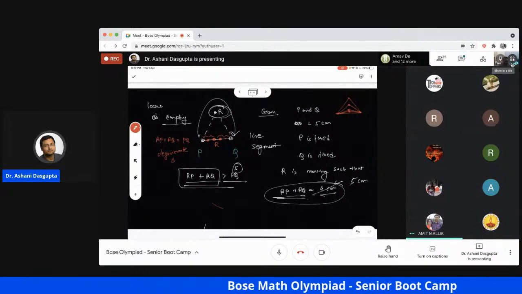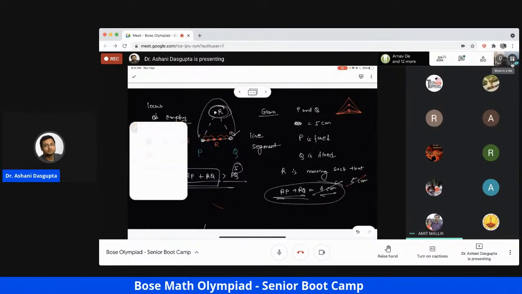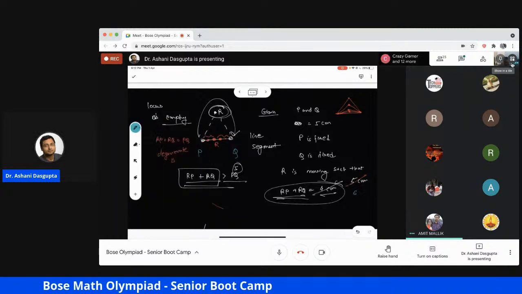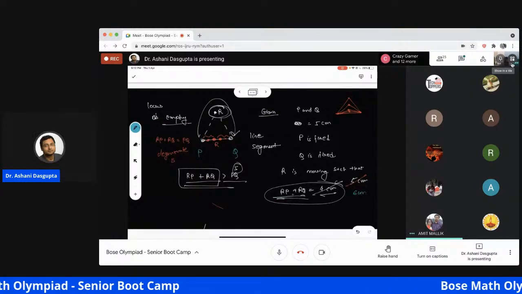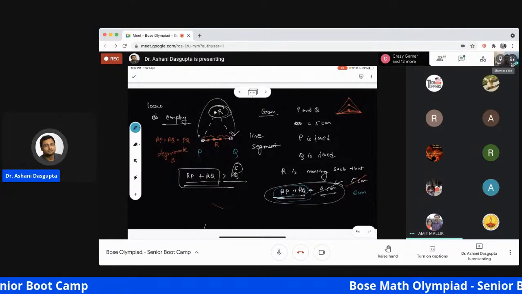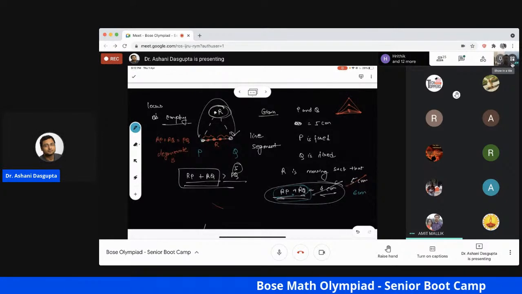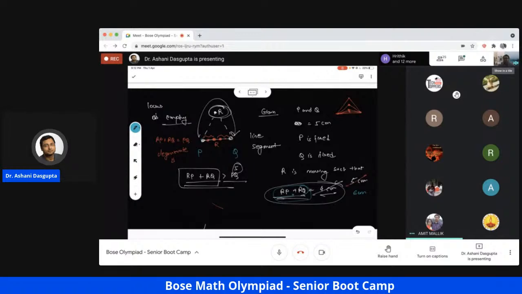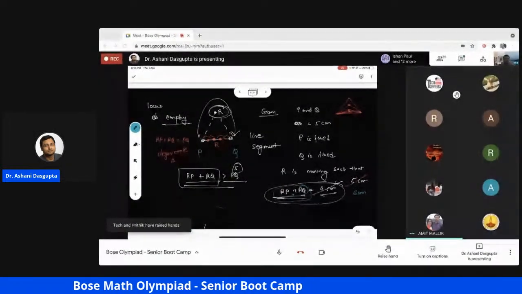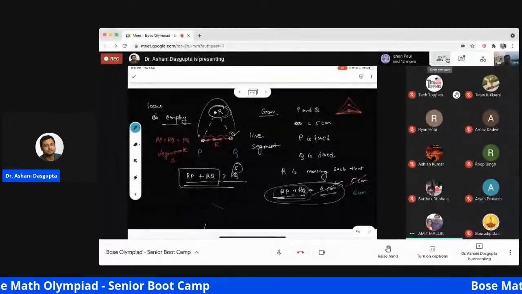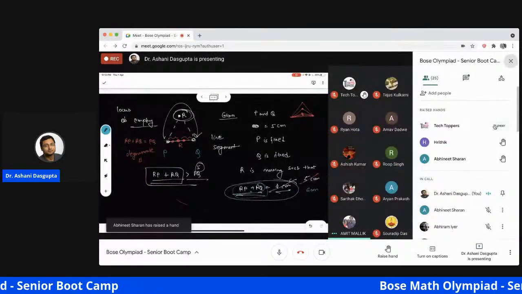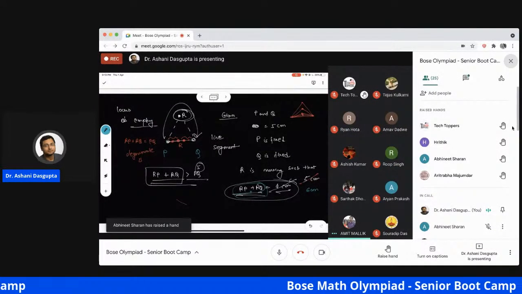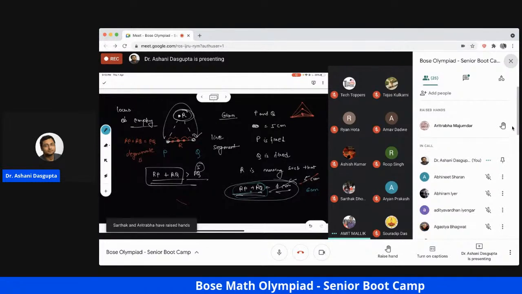Okay, let's change it one more time and let's make this 6 centimeters. What if RP plus RQ is 6 centimeters? What is the locus of the point R then? So we have raised hands again. I will be going to Tech Toppers.